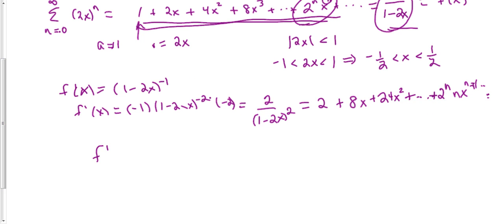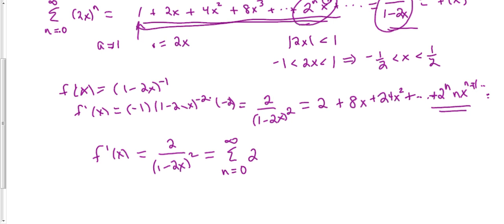So I have that f prime of x is going to be equal to my function, which is 2 over (1 minus 2x) squared. And then if I want to write it as a summation, this general term over here really tells me everything. So it's going to be the summation from n equals 0 to infinity of n times 2 to the n times x to the n minus 1. And that's going to be my answer.